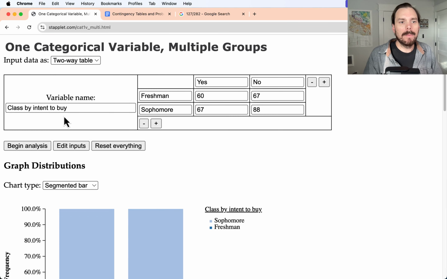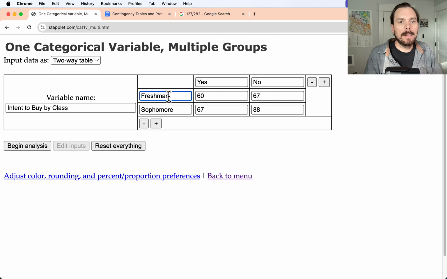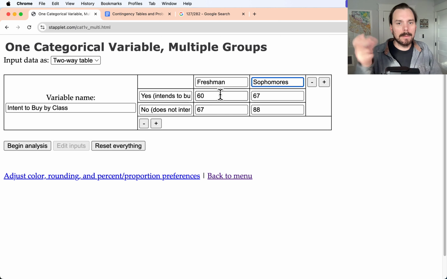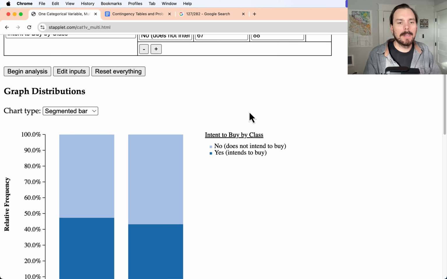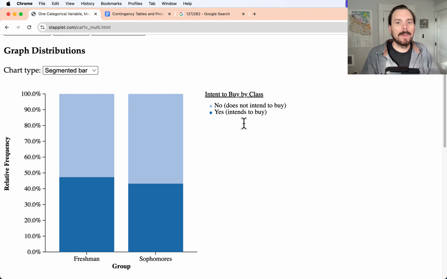So like I said, I'm going to reframe it. I think it makes more sense to study intent to buy by class, which puts the intent to buy here. And all it's going to do is flip some things in the table. So the freshman and yes was in the top left, sophomores and no was in the top right. What we'll flip is these two, which actually are the same in this example. So that makes it really easy to rotate this or pivot this to a different focus.